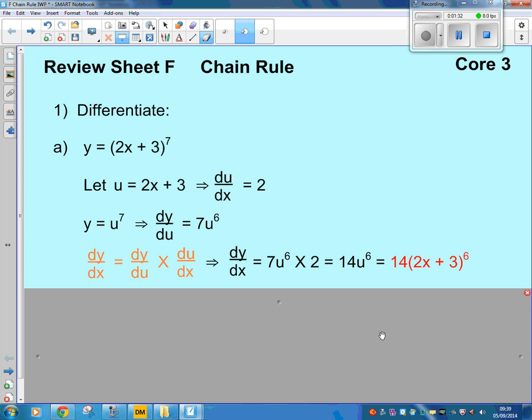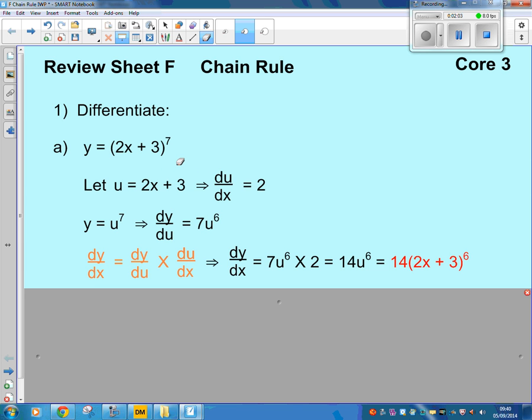Now, it's very useful with the chain rule to be able to get from the question directly to the differential without having to do all the chain rule working out. Because if you have a question where this is just part of a question, then it can become very complicated if you're trying to show all the method in full. So it is useful in this particular case to be able to go straight from y equals (2x + 3) to the power of 7 straight to the answer without showing any method. So let's see how that's done.